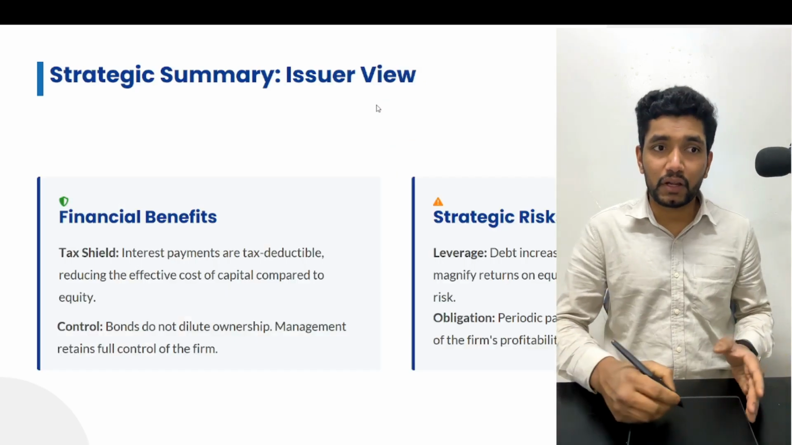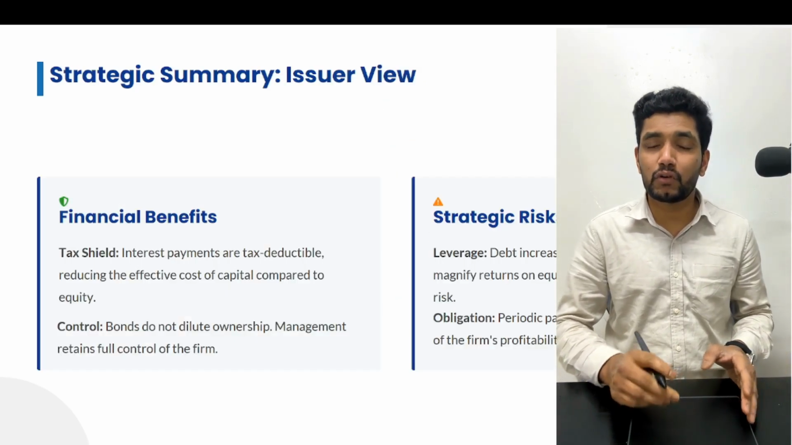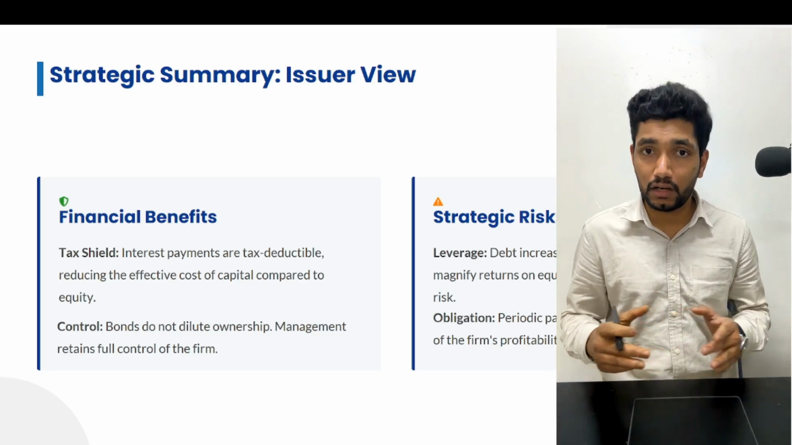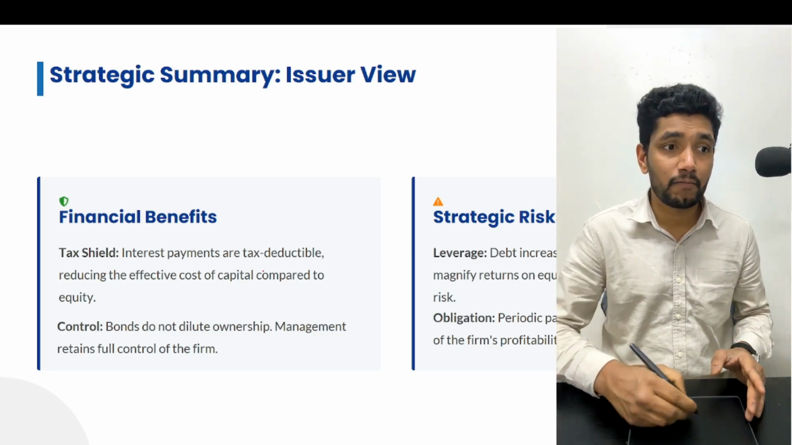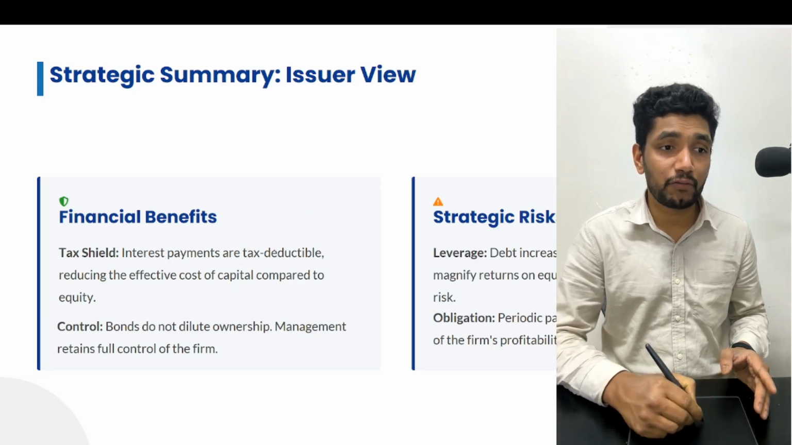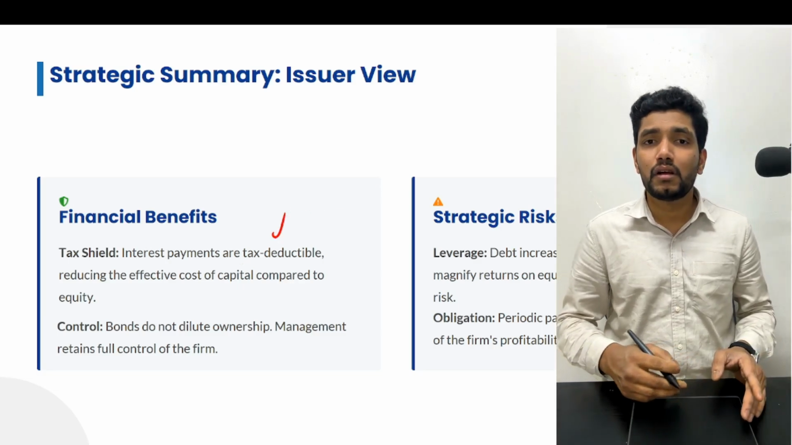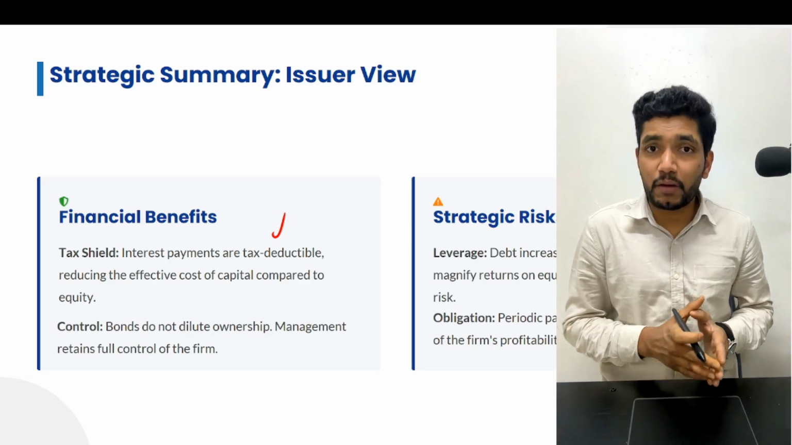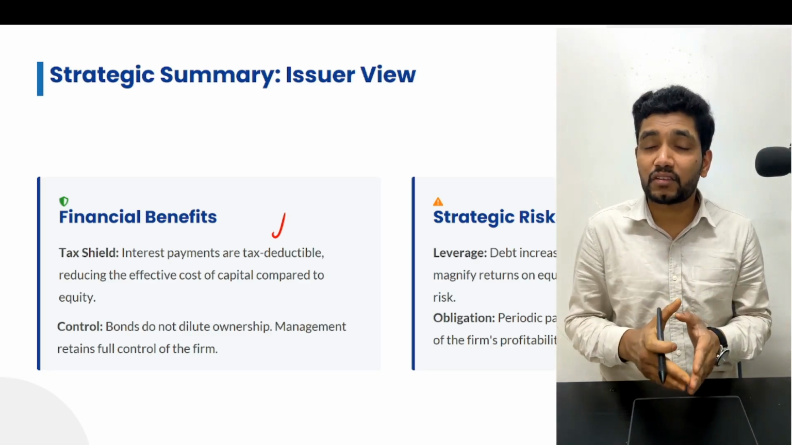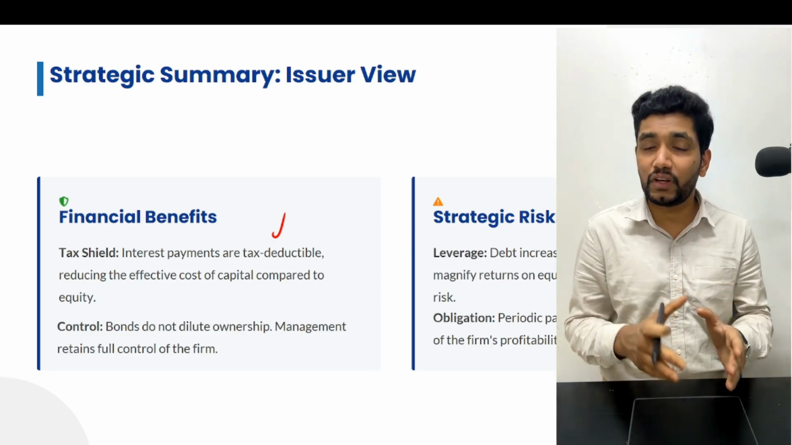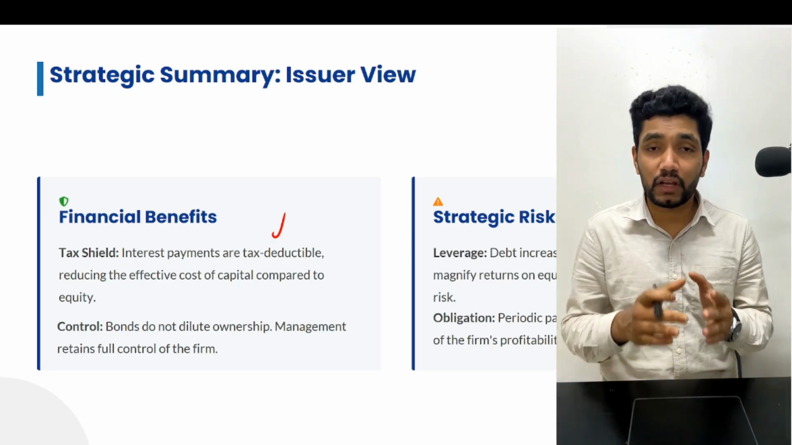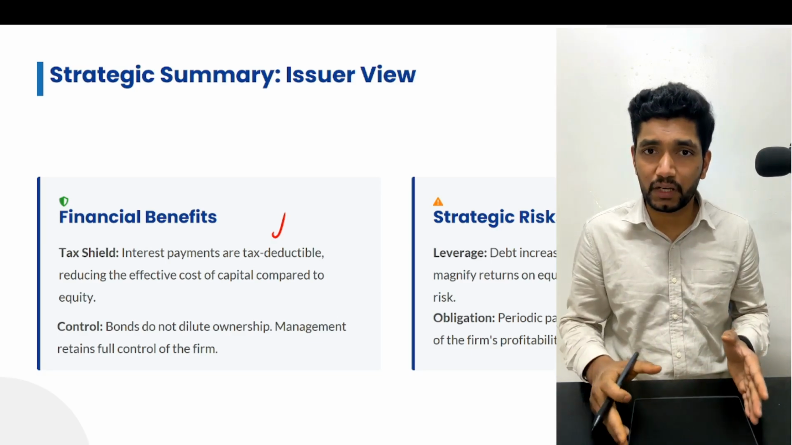So just a summary of the issuer's view. If a company is issuing a bond, what are the benefits the company has? The first thing is the tax shield. The interest payment is considered a tax shield or tax deductible when it comes to the income tax filing of a company or corporation.